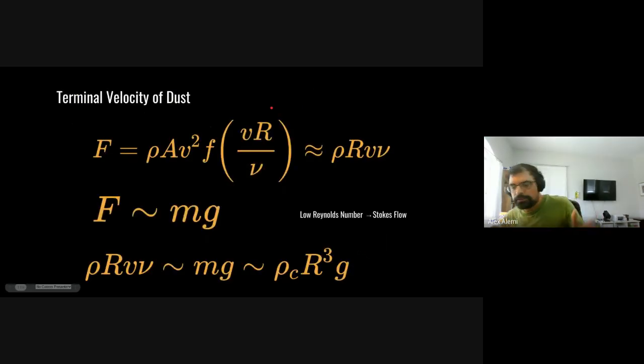A neat fact: this function for very low Reynolds number flow goes like 1 over the argument. So if you push that through, you'll notice that for very low Reynolds number flow, the drag force has this other form where it's linear in the velocity and linear in a physical size. It doesn't go like an area; it goes like a radius of the object. What does that mean for a terminal velocity? If you happen to be in Stokes flow, this is called Stokes flow, the terminal velocity is where the drag force equals mg. If you equate those two, the velocity takes this form.